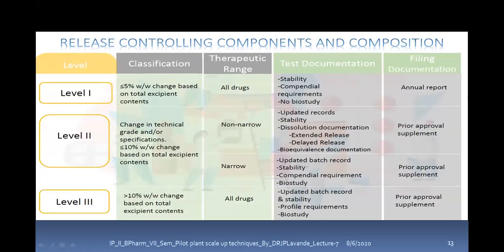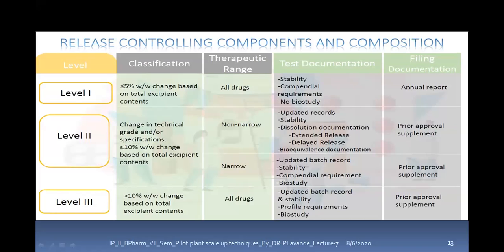If it is the non-narrow therapeutic range, the bioequivalence documentation is required. In case of the narrow therapeutic range, again it is required. In non-narrow, you can see the dissolution documentation is based on the type of particular formulation, whether it is extended release or delayed release. And the filing should be supplementary.